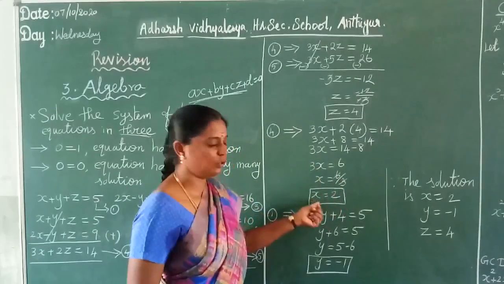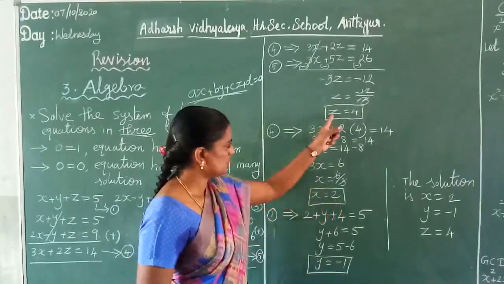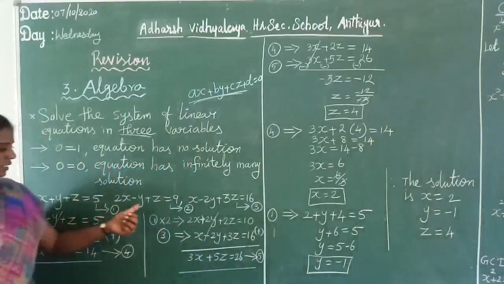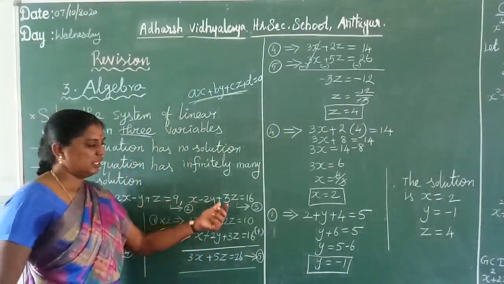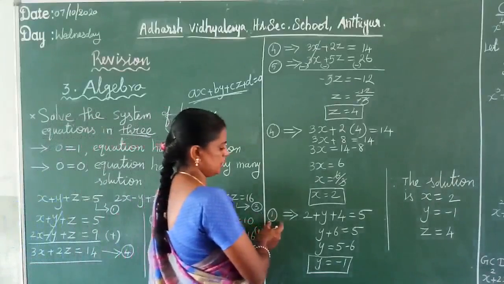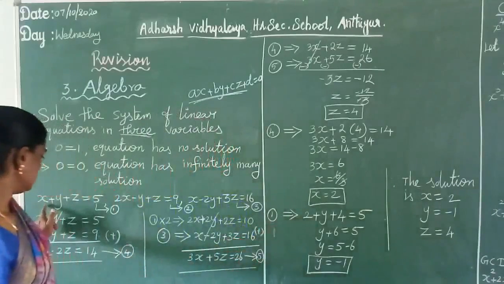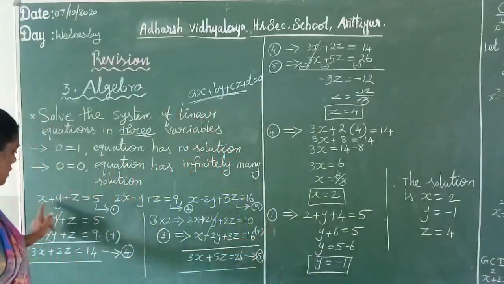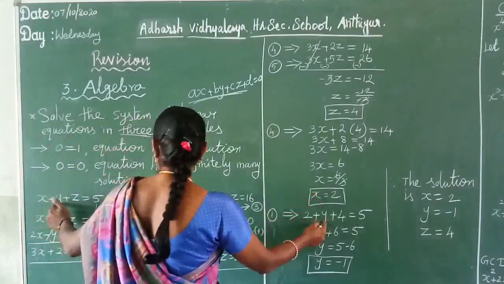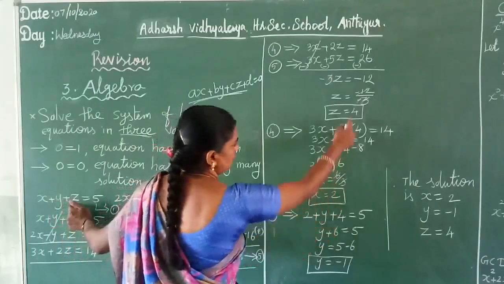So the value of x equal to 2. These two z and x values, substitute in the first equation or second equation or third equation, we get the y value. So now we take the first equation: x plus y plus z equal to 5. In the first equation x answer is 2, so 2 plus y plus z answer 4.